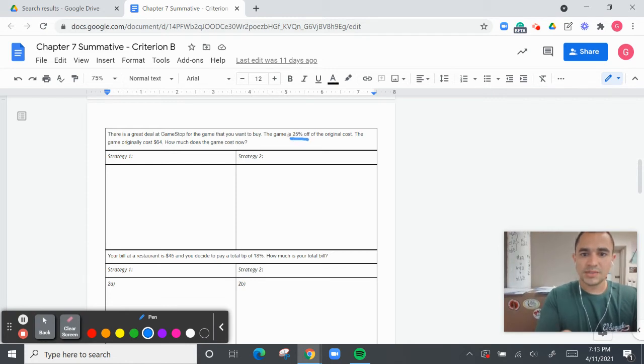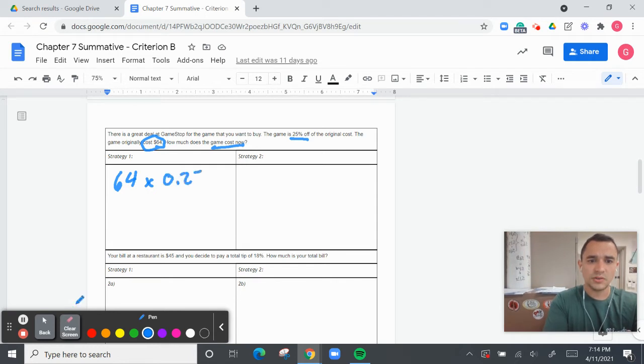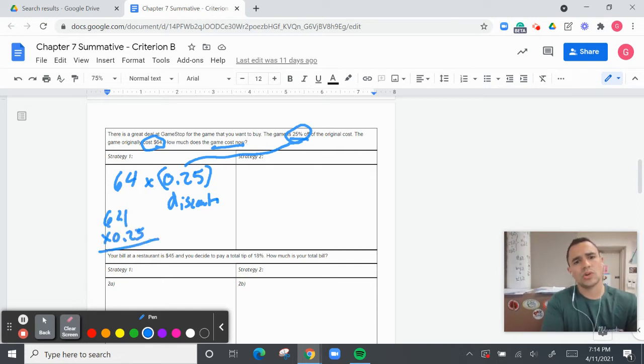We have a game so 25% off of the original cost of 64. How much does it cost now? Some people just did what the discount was, not the cost of the game now. Two ways you can go about it. 64, and you can multiply that by 0.25 because that is 25% off. And this is going to be our discount. So 64 times 0.25, that is going to equal, I believe it was $16.